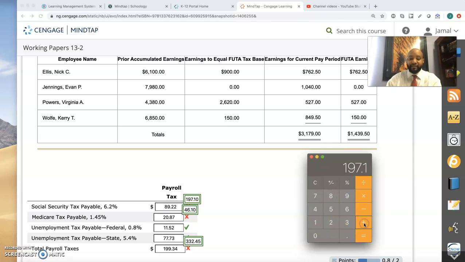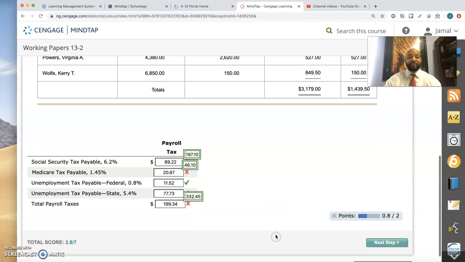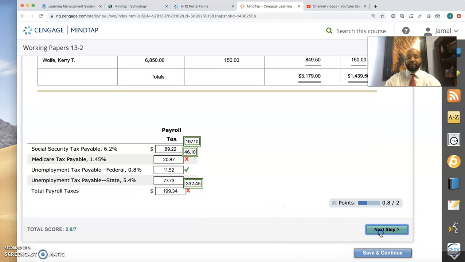197.1 plus 46.1 equals 243, makes sense, plus 11.52 equals 254, looking good, plus 77.73 equals 332.45. Hey, that's a good lesson for us all. Check your numbers twice. Things can just go wrong for whatever reason. All right, so that was part 2 with 13.2. Feeling pretty good. Let's move on to the next step.